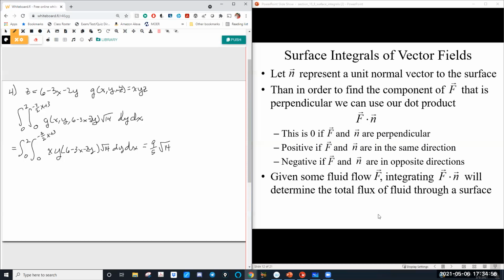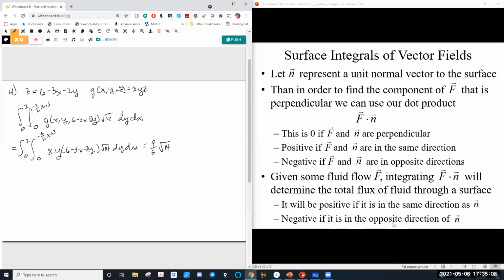So given some flow, integrating F dot n will determine the total flux of fluid through a surface. It's going to be positive if it's in the same direction as n and negative if it's in the opposite direction. In other words, if you have a surface and you define an outward and an inward direction, which we will talk more about, if it's flowing out of the surface, then we say the flux is positive. If it's flowing into the surface, we say it's negative. That's the same way we define divergence, and you'll see next week when we talk about the divergence theorem how that connects to this.